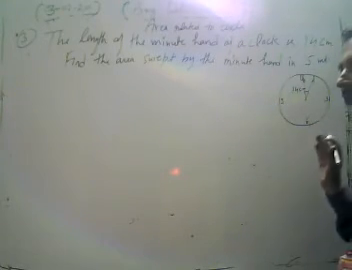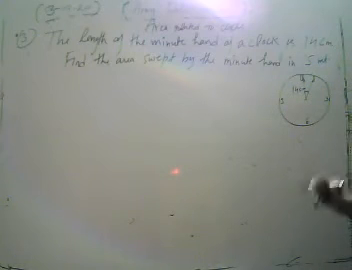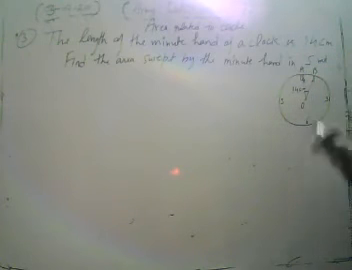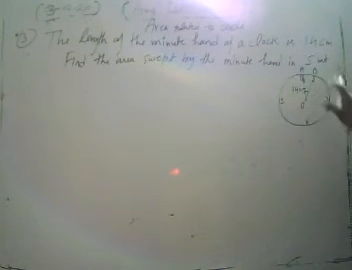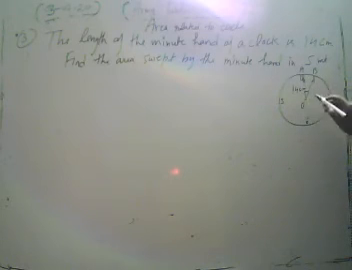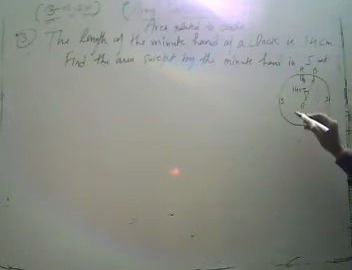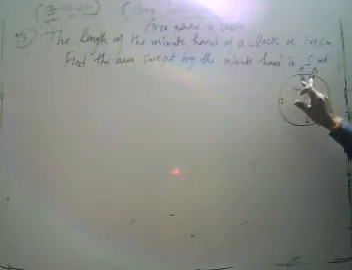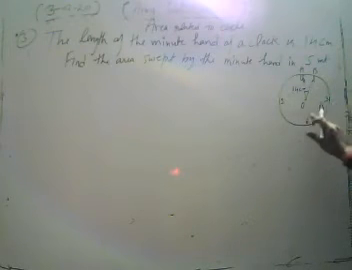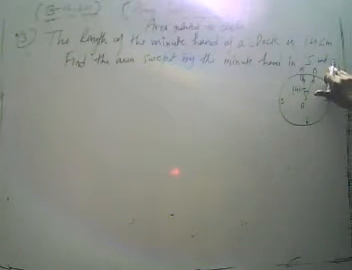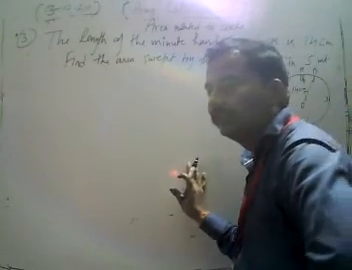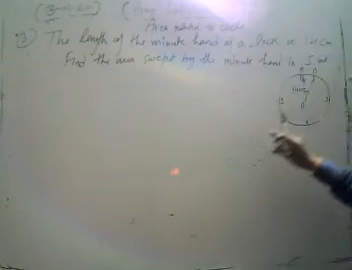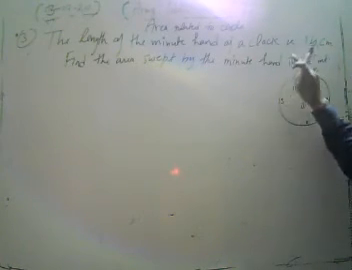Now to find this area swept, we need a sector angle. It makes a sector, so suppose it's O, then A and B. First of all we have to find the sector angle. To complete 60 minutes, it covers 360 degree. How much is covered in 5 minutes? In 1 minute, it covers 6 degree. Why? Because the minute hand covers 360 degree in 1 hour, which is 60 minutes.